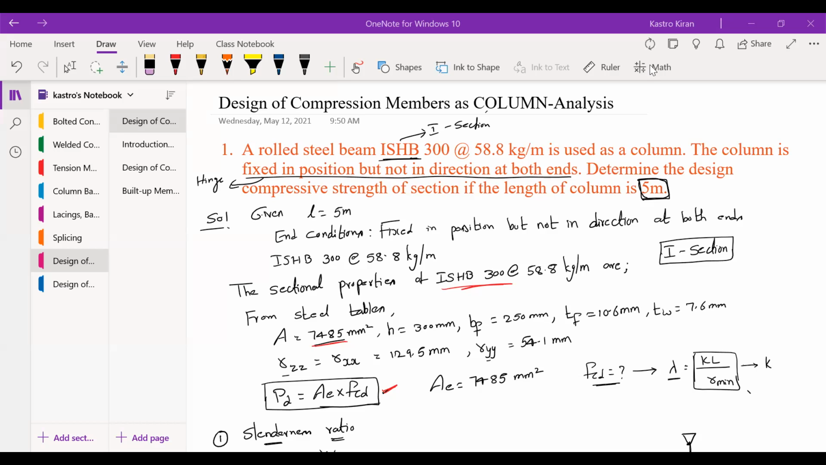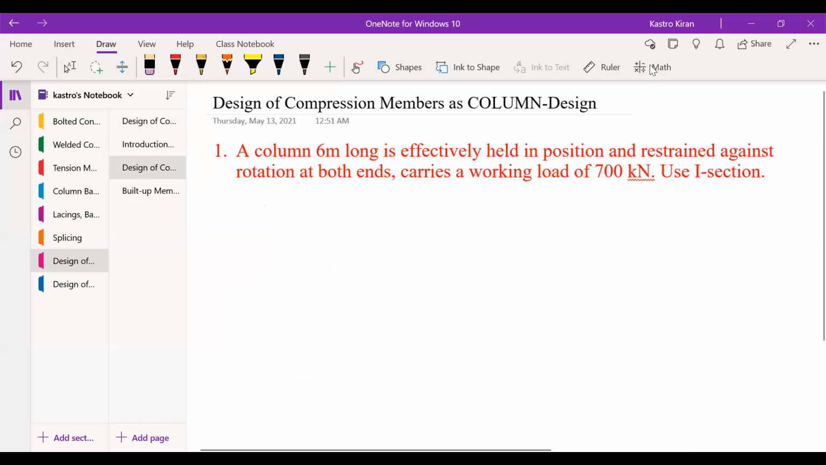In today's class, we'll be talking about the design of compression members as column. So technically we are going to look at the design part. Okay, so let's quickly recap what we have done in the last class.